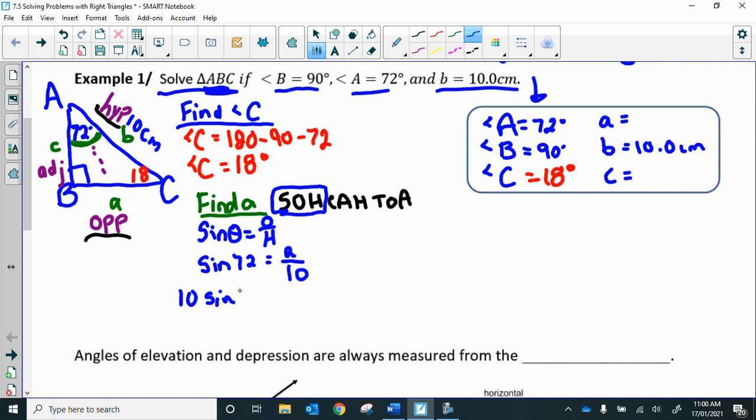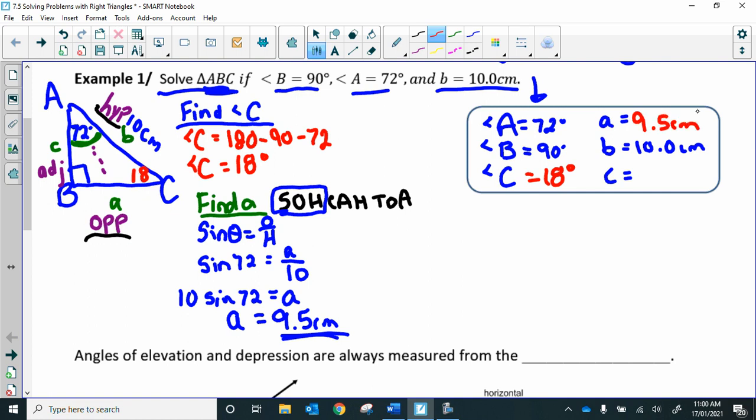And again, get your calculators out and actually try this. Try punching that into your calculator. So try 10 times sine 72 and hit equals. Again, if you don't have your calculator, pause this. Go grab your calculator. If you have a backwards calculator, don't forget you're going to be hitting 10 times 72 sine. So try this in your calculator. Make sure you get an answer of 9.5 centimeters. So since I know a is 9.5, I'm going to write that in my box here. I got that checked off.